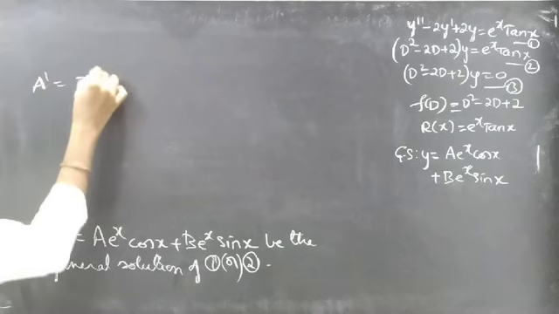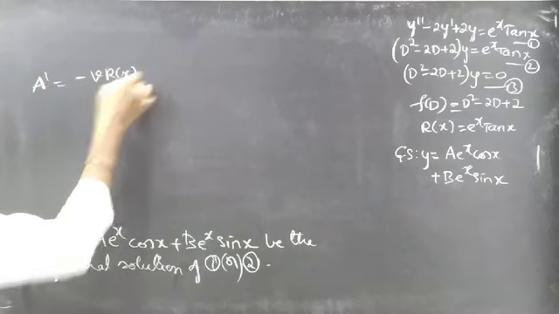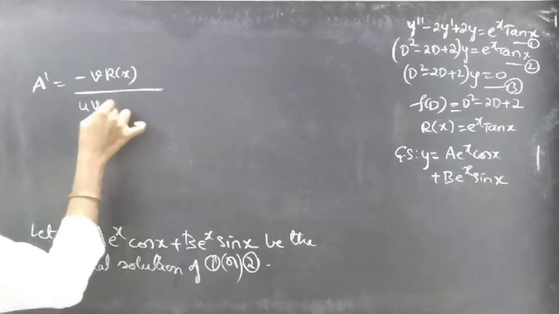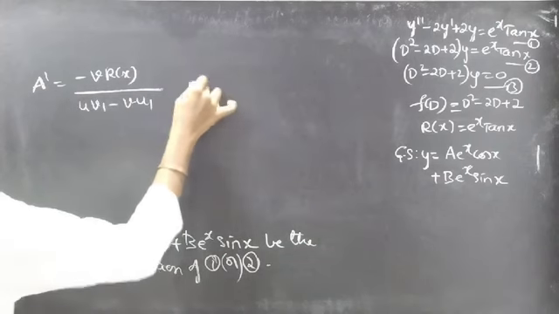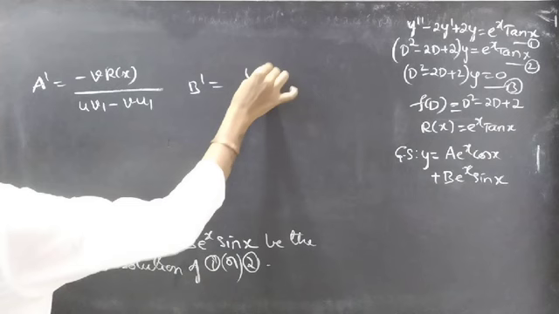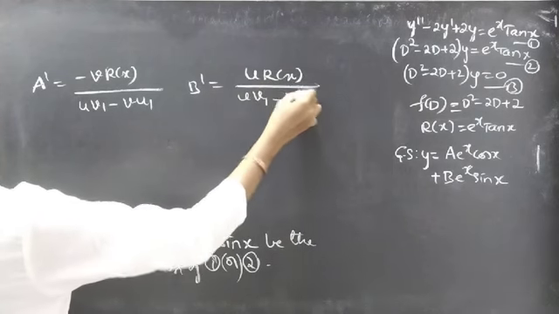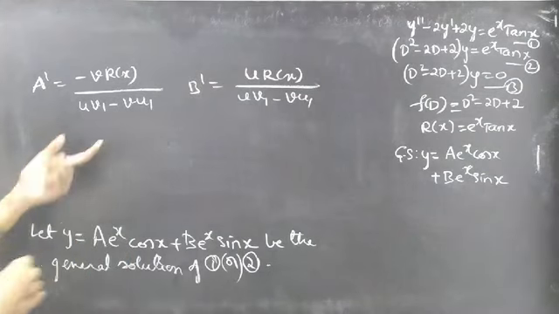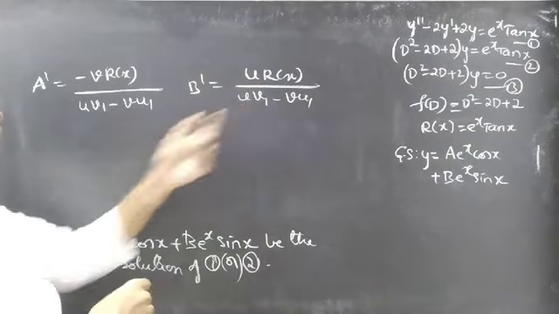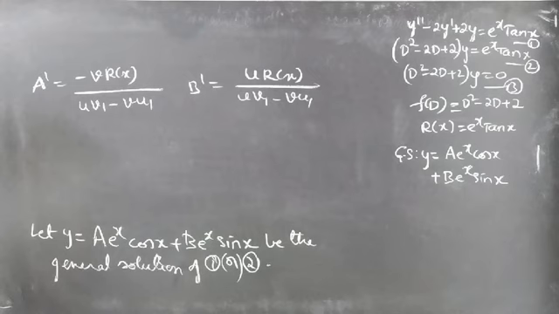A dash equals minus v into r of x by uv1 minus vu1, and b dash equals u into r of x by uv1 minus vu1. If you observe, we are having uv1 minus vu1 in both the formulae. So firstly we'll begin with uv1 minus vu1.